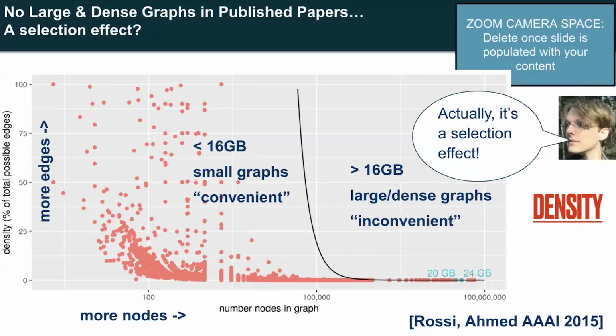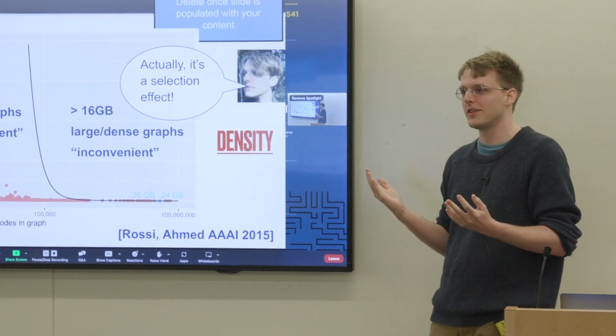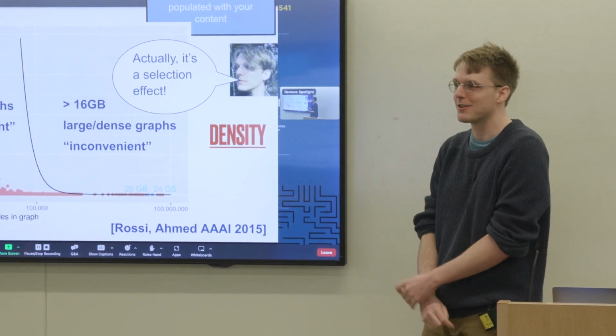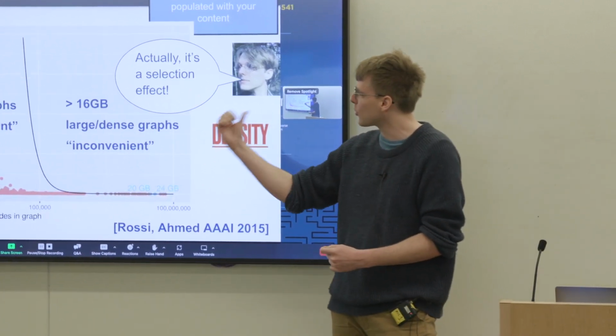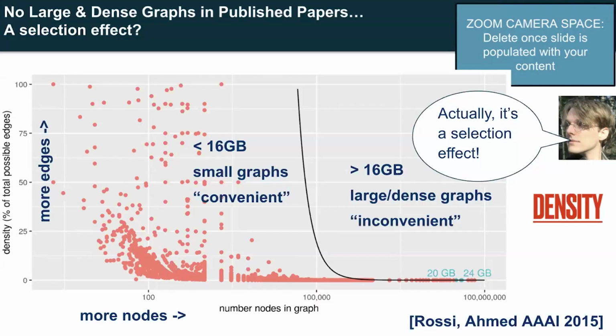Everything to the left are data sets which we can represent as an edge list using less than 16 gigabytes of space, which I just chose semi-arbitrarily as the amount of RAM I had on my laptop as a grad student. Everything to the right or above this would be graphs that are too large and dense to fit in that space. So those are inconvenient to work on. And the convenient ones are the ones we see.